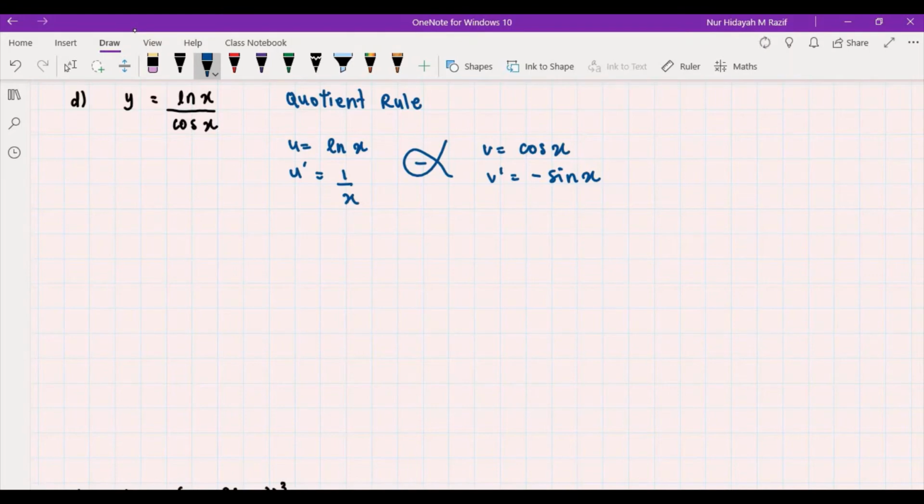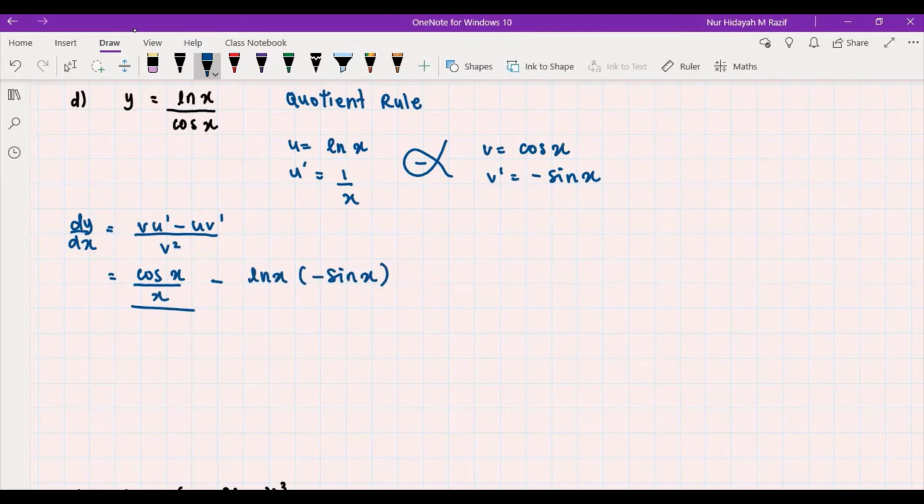Putting into the formula, I will then have dy dx is equal to, please recall, the formula is vu prime minus uv prime. Everything will be divided by v squared. So I will now have cos x over x minus ln x multiplied by negative sine x, and everything will be divided by cos square x.